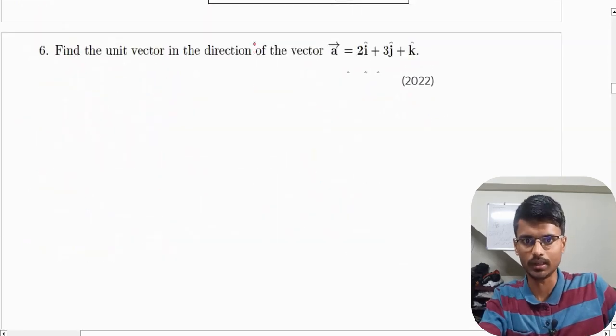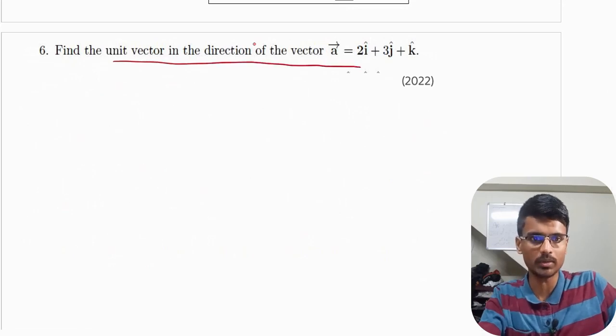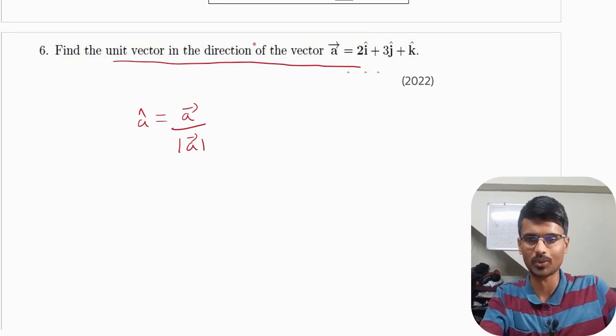Again, a similar question we had solved. Find the unit vector in the direction of vector A equal to 2i plus 3j plus k cap. It is similar to the first question. All we have to do is find the vector A and divide it by the modulus, the magnitude of the vector. This will give us the unit vector. So take this as homework and tell me the answer in the comments. I'll check there.